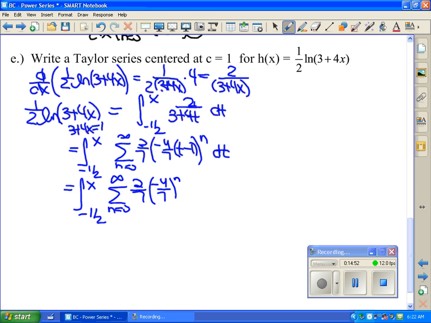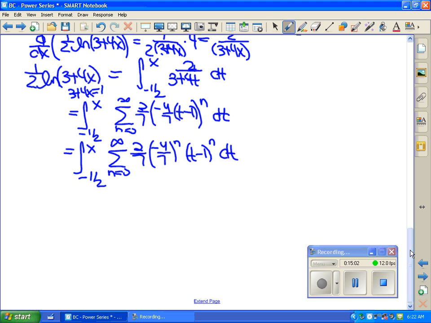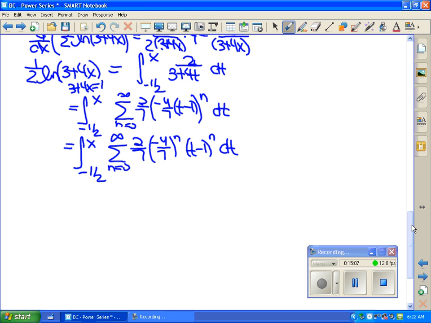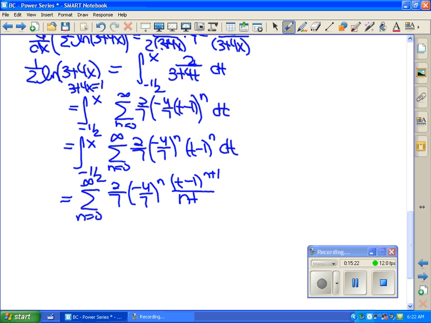Negative 4/7 to the n, I'm going to separate out, and I'll make it (t minus 1) to the n dt. This way, when I integrate it, I don't have to worry about too much u substitution to correct for as a result. So integrating with respect to t, anything with n's are constants. So this will be n equals 0 to infinity, 2/7, negative 4/7 to the n is my constant. So (t minus 1) to the n plus 1 all over n plus 1 would be undoing the power rule. And my bounds are from negative 1/2 to x.